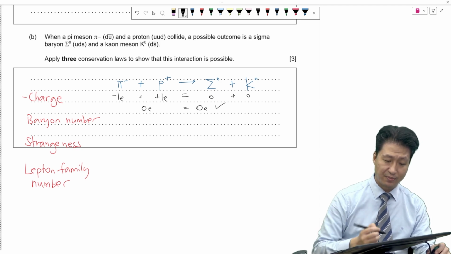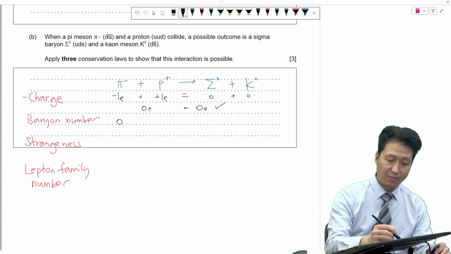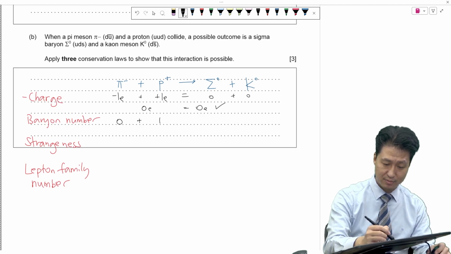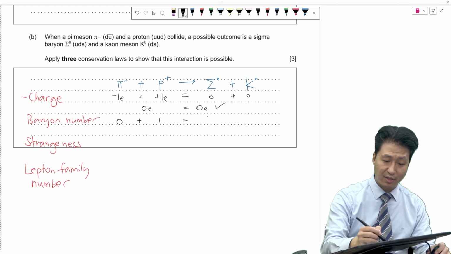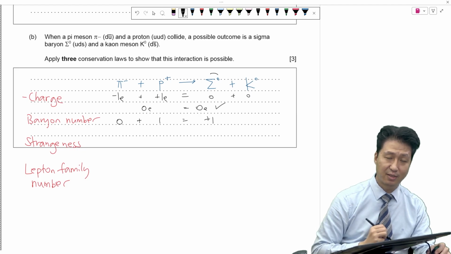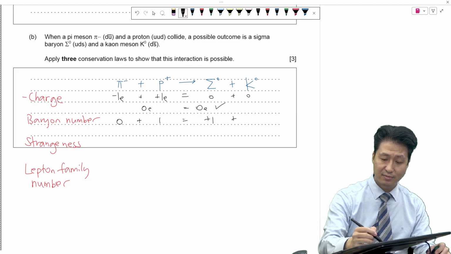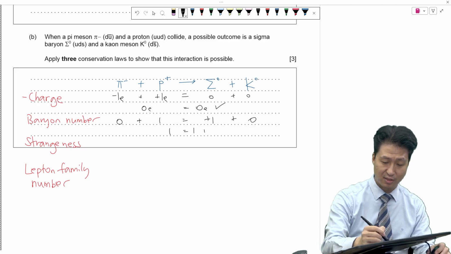What about the baryon number? The baryon number for the pion is 0. The baryon number for the proton is +1. The baryon number for the sigma baryon, of course, is also +1 because it's a baryon. And the kaon is a meson, so it's 0. So 1 equals 1.